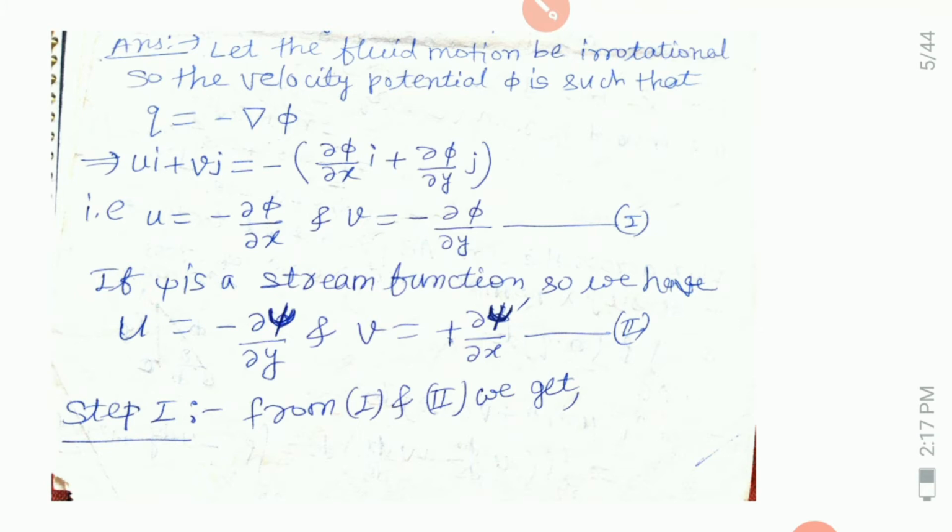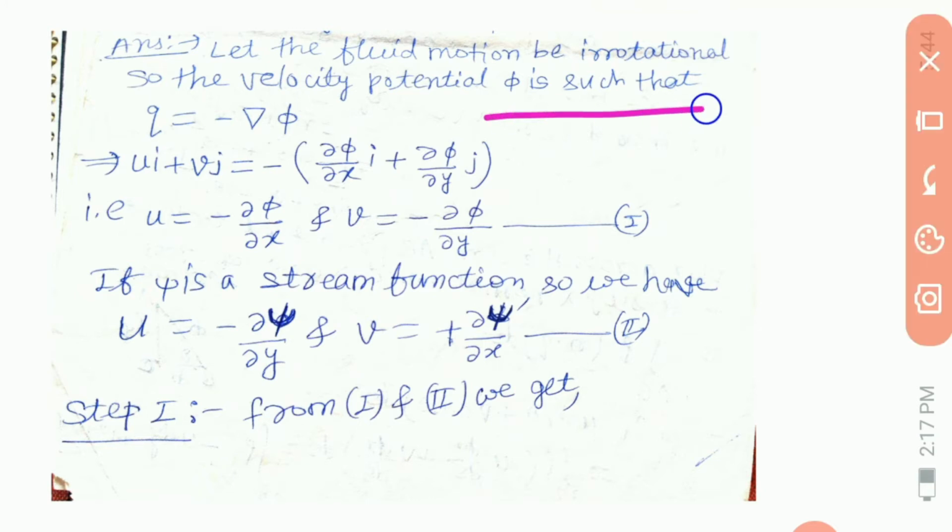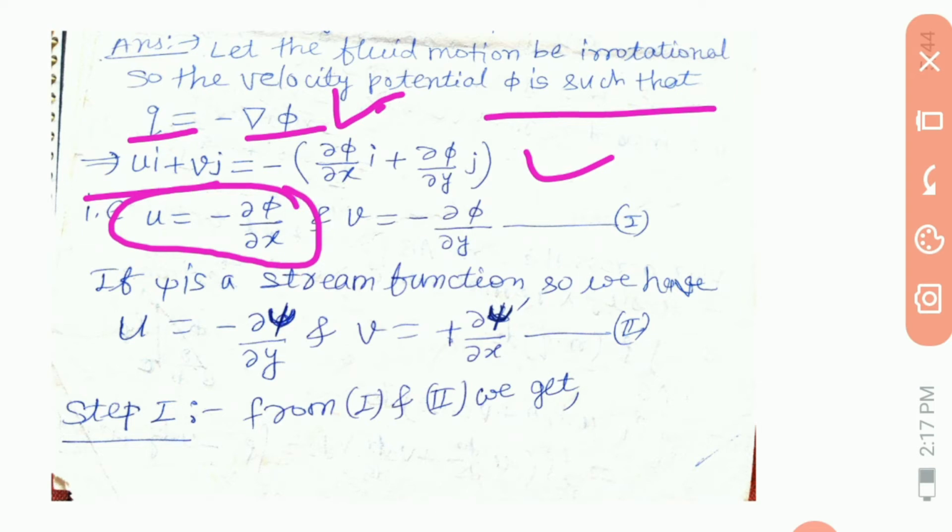Let the fluid motion be irrotational. So the velocity potential phi is such that q is equal to minus del phi. We know that q is equal to ui plus vj, and minus del phi is minus dou phi by dou x i minus dou phi by dou y j. So u is equal to minus dou phi by dou x and v is equal to minus dou phi by dou y. Suppose this is number 1.